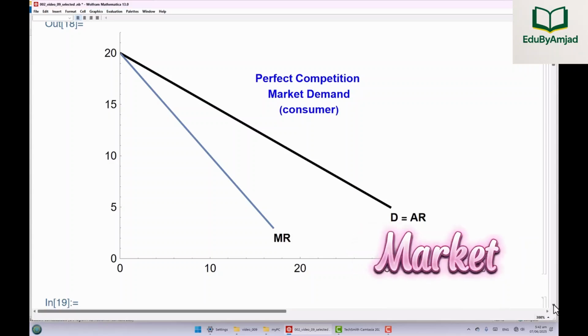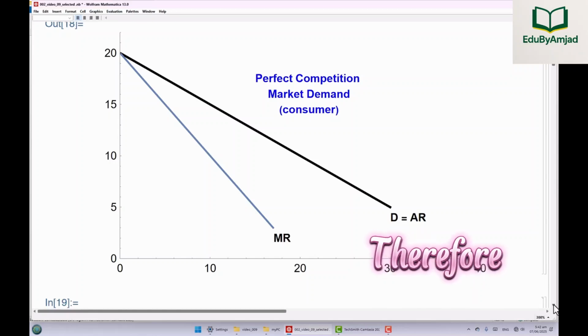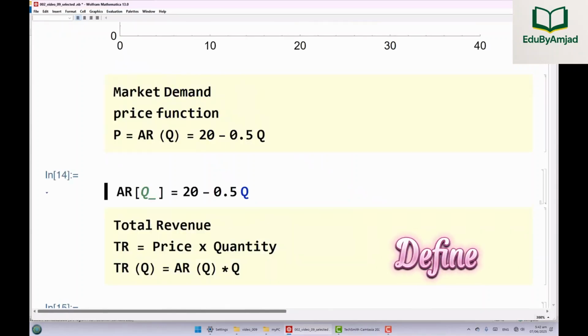However, the market demand curve is the sum of all individual consumer demand curves in the industry. Therefore, it retains the typical downward sloping shape, reflecting the law of demand. As price decreases, quantity demanded increases. Here we define market demand and the corresponding marginal revenue curve.